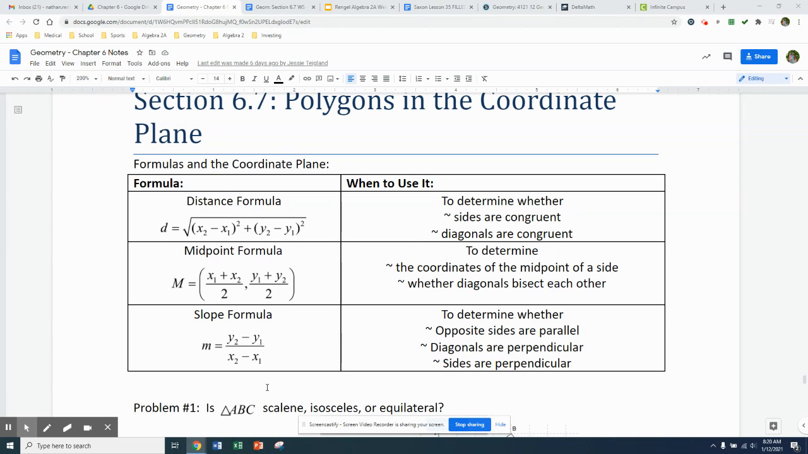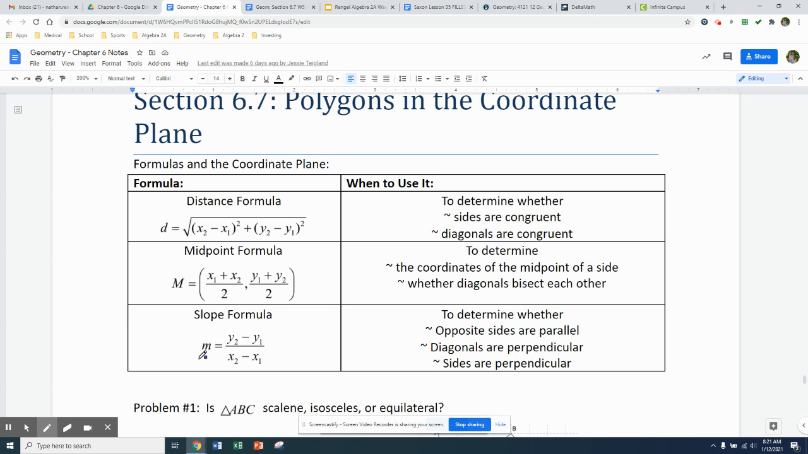That's going to tell us if we're dealing with a rectangle or even a square. We can use the diagonals would be congruent. The midpoint formula is to find the coordinates of the midpoint of a side, or tell if the diagonals are going to bisect each other. We're going to find the midpoint and then try to identify what type of shape we're dealing with inside of a figure.